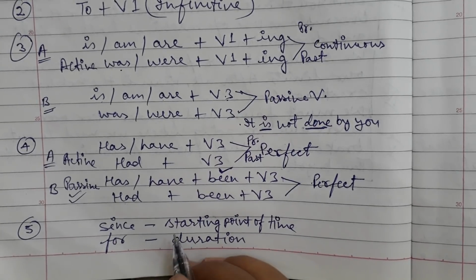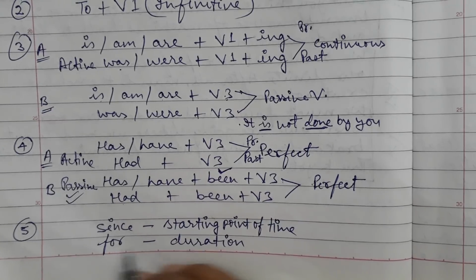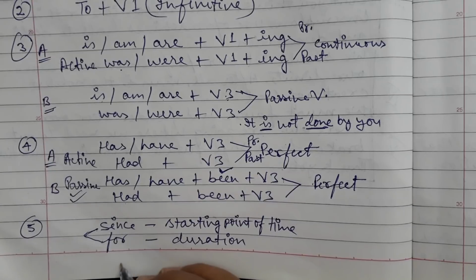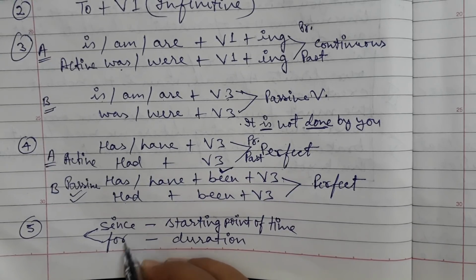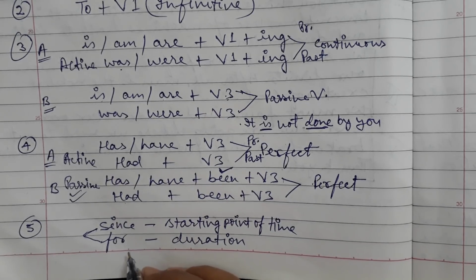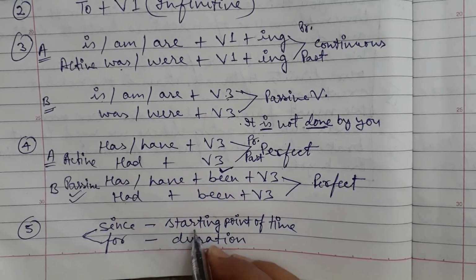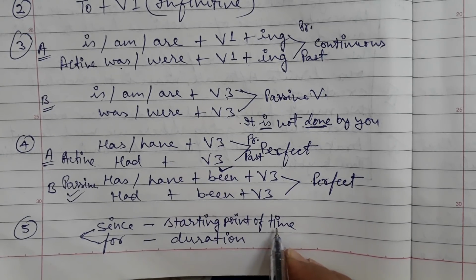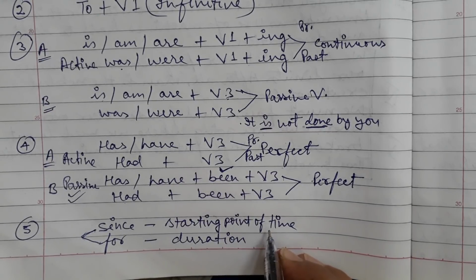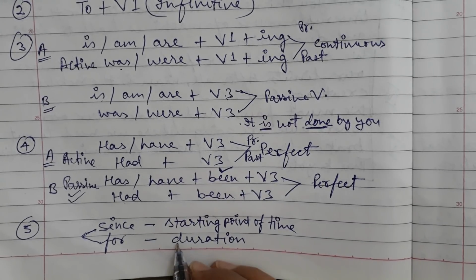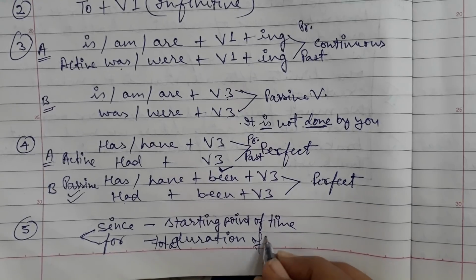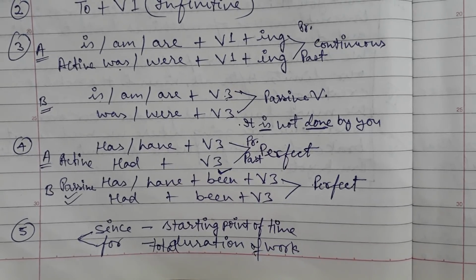Now there is one more error which I often see. Children are confused between the use of since or for. They do not know where to use. Somewhere they use since, somewhere they use for, but they exactly don't know which is correct. Let me tell you, since is used when we are talking about when the work started, the starting point of any time, when the work started. And for is used for the total duration of work.